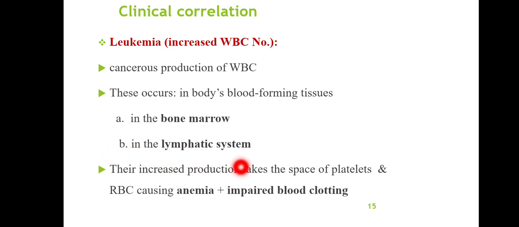Then their increased production takes the space of platelets and red blood cells, causing anemia. So in leukemia, someone can present with anemia because we have a recommended number of white blood cells, red blood cells as well as platelets. The increased production of one formed element can lead to a decrease in the number of the other cells. You can see that someone has anemia because the space for the red blood cells has been taken up by the white blood cells.